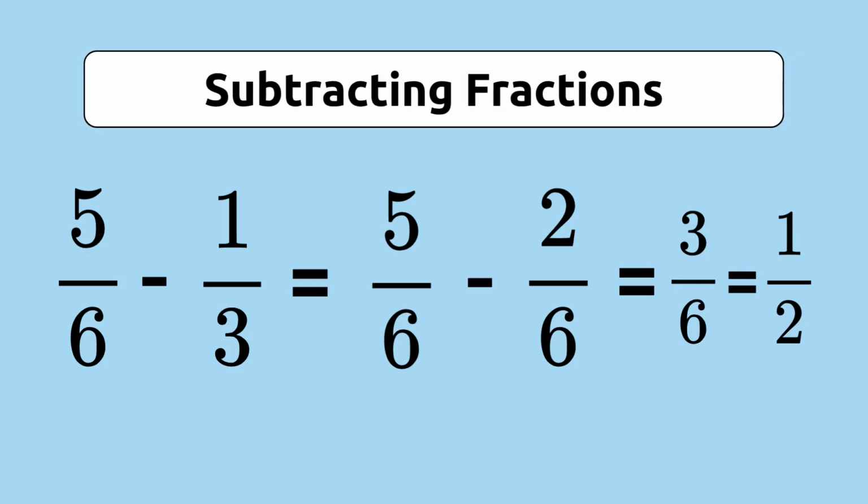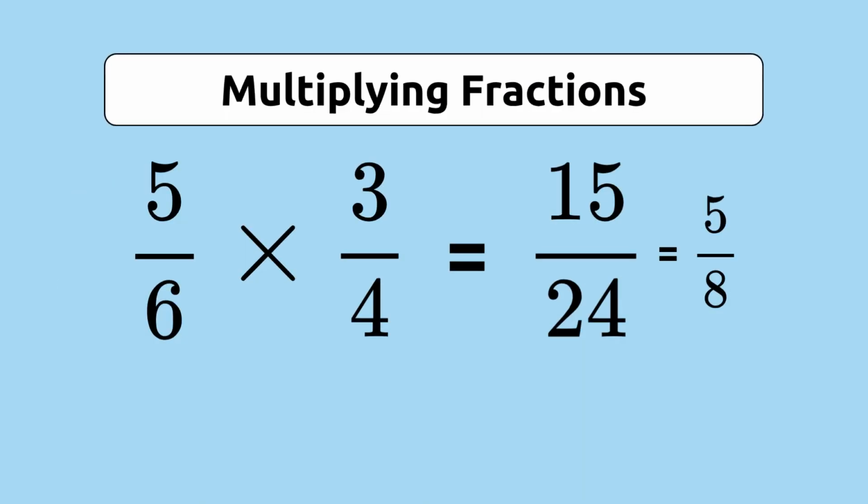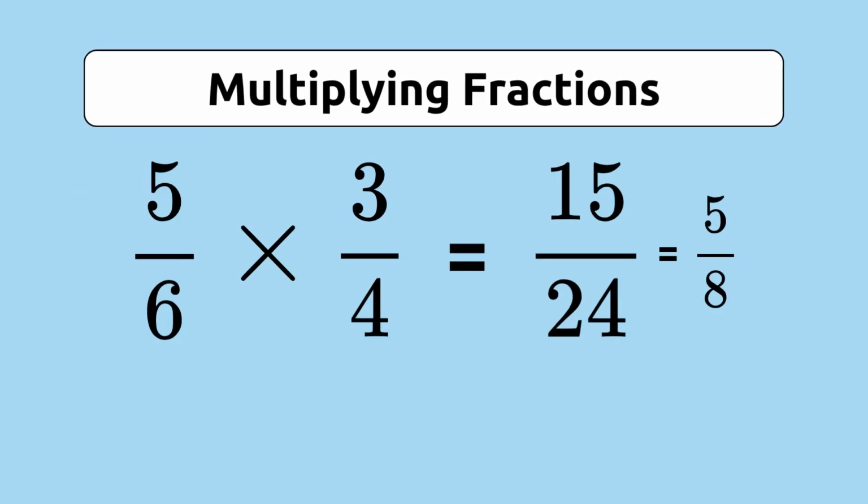5/6 minus 1/3. The LCD is 6. 6 divided by 6 is 1, times 5 is 5, so 5/6. Then 6 divided by 3 is 2, times 1 is 2, so 2/6. 5/6 minus 2/6 is equal to 3/6. Since both numerator and denominator have a common factor of 3, we divide it and we get an answer of 1/2.